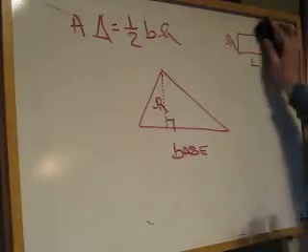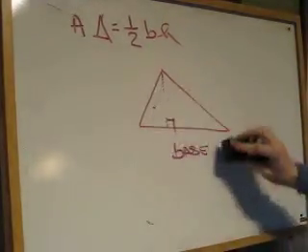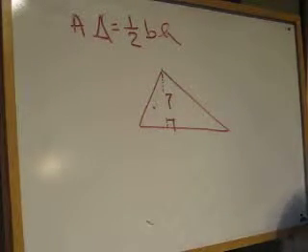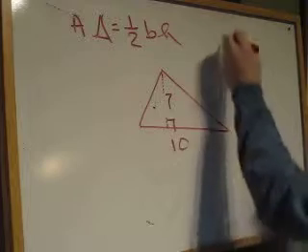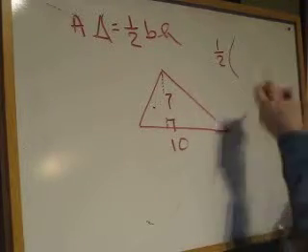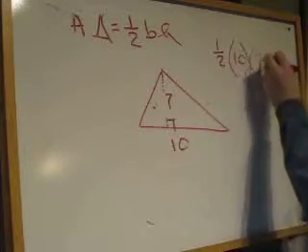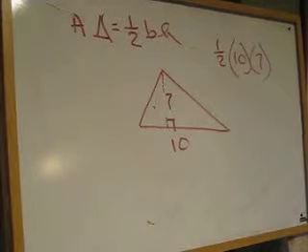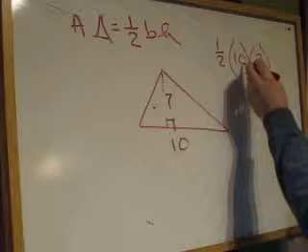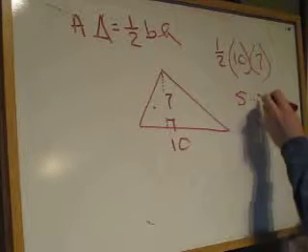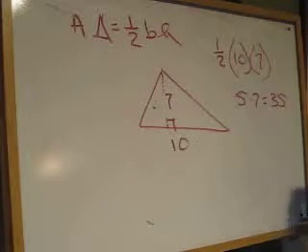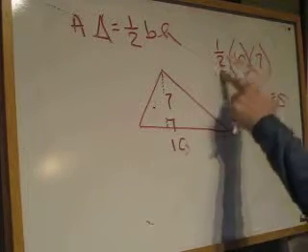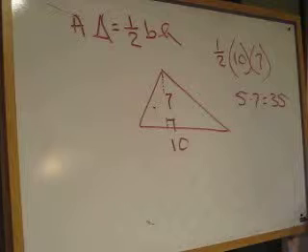So if I gave you in this particular one a height of 7, and I told you that the base was 10, you would take 1/2 times the base times the height, which is 7, and multiply those out, and you would get, well, what's half of 10? 5 times 7 is 35. That's all you do. Or you could take 10 times 7 and get 70, and take half of that and get 35. Either way.